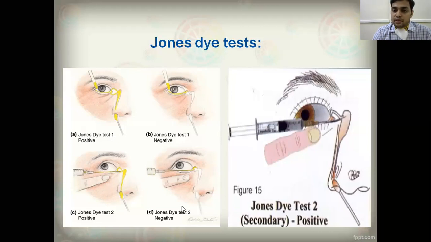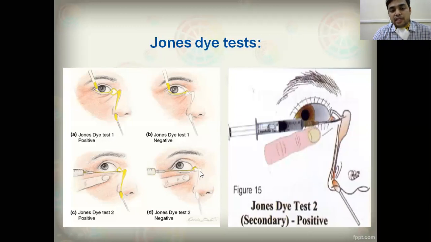Whereas if it is a negative test, it is because of the lacrimal pump failure. If it is a negative Jones dye test 2, then it is because of the lacrimal pump failure. Because as the lacrimal pump is not functioning, the dye did not enter into the lacrimal sac. So as the dye has not entered the lacrimal sac, even after syringing, the dye will not enter from the lacrimal sac into the nasolacrimal duct and stain the bud.